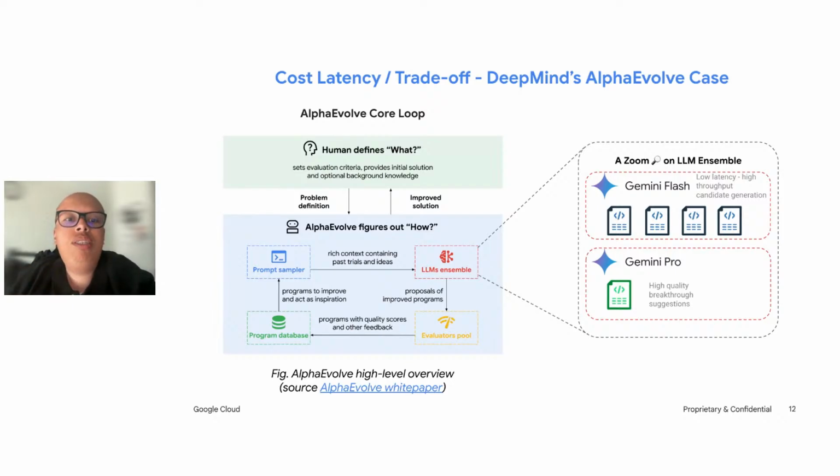And then once we identify promising, let's say, innovation paths, Gemini Pro, which is our mastodon capable of solving really complex problems, is going to be responsible for high quality breakthrough suggestions from these breadth innovation ideas that have been identified by Gemini Flash.